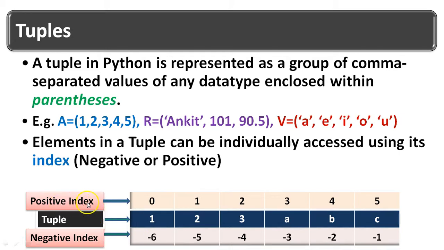And if we see the positive index, 1 is at the 0th position, 2 is at the 1st position, 3 is at the 2nd position. Similarly, A is at the 3rd position, and so on up to 5. And if we talk about the negative index, as on the integer line, it starts from -1, -2. Like C is at the -1 position, B is at the -2 position.